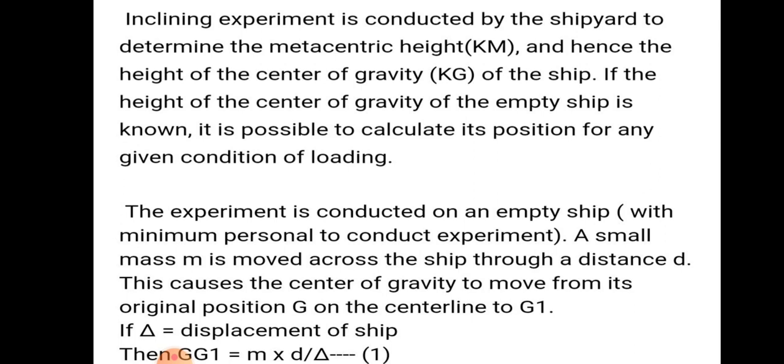This experiment is conducted on an empty ship with minimum personnel to conduct the experiment. A small mass m is moved across the ship through a distance d. This causes the center of gravity to move from its original position G to G1. Delta is the displacement of the ship, and GG1 is equal to m times d divided by delta.